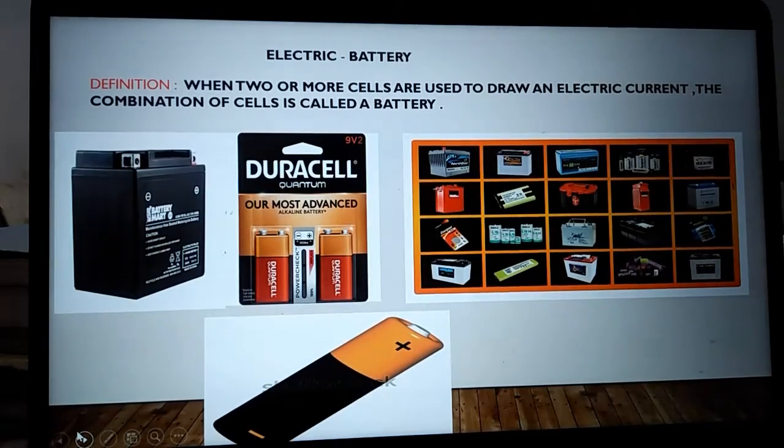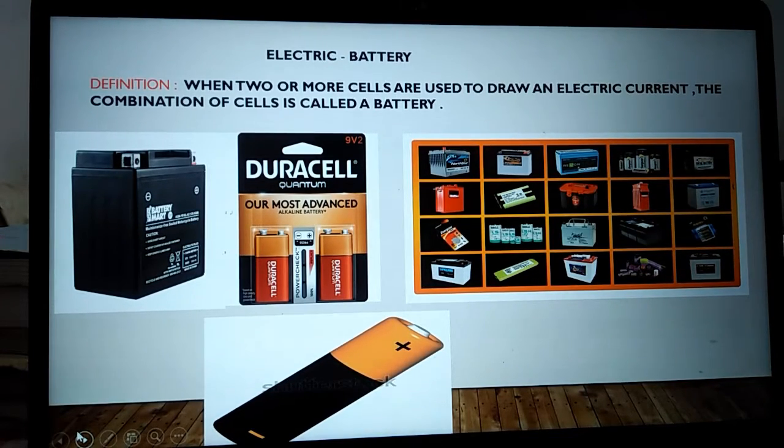Now let's discuss the battery. You all use batteries, isn't it? We use batteries in our mobiles. We use batteries in our automobiles. So batteries are very important. Now what is a battery? A battery is a combination of two or more cells. That means when I connect two or more cells, then what do I get? I get a battery, right? So this battery will give me more power, right?